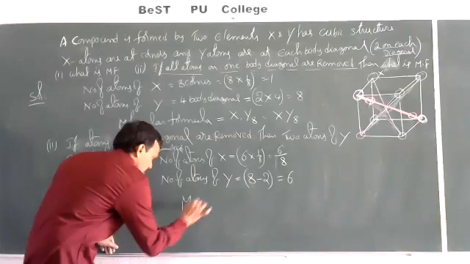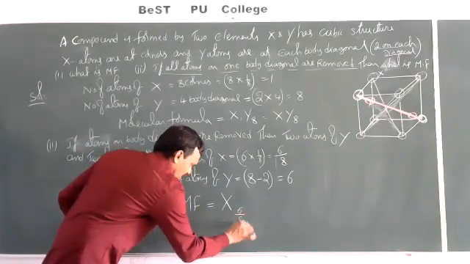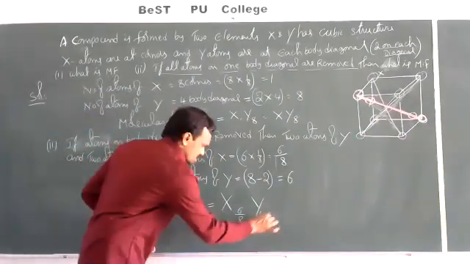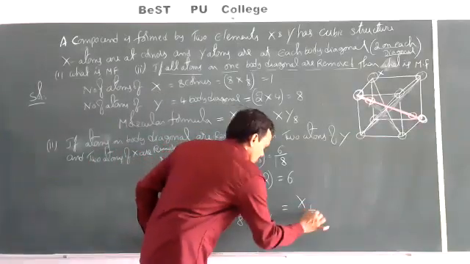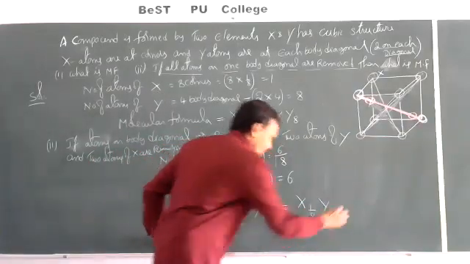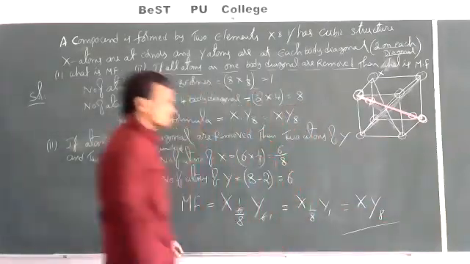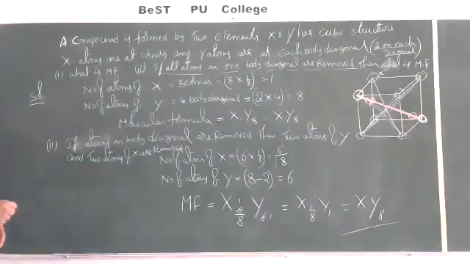Therefore, the molecular formula is X 6 by 8 and Y 6. Here 6 one time, here 6 one time. If we cancel, this becomes X 1 by 8 Y 1, which is nothing but XY8. There is no change in the molecular formula. Okay, so this is another example for this type of question.